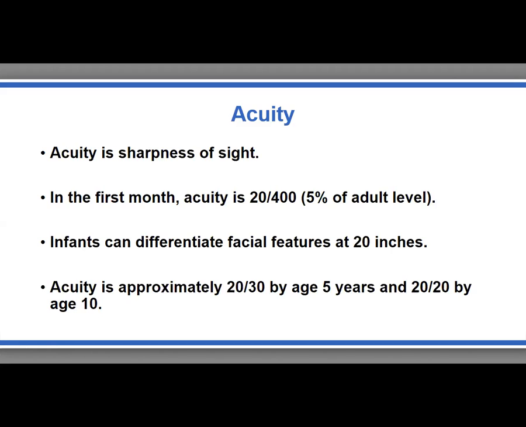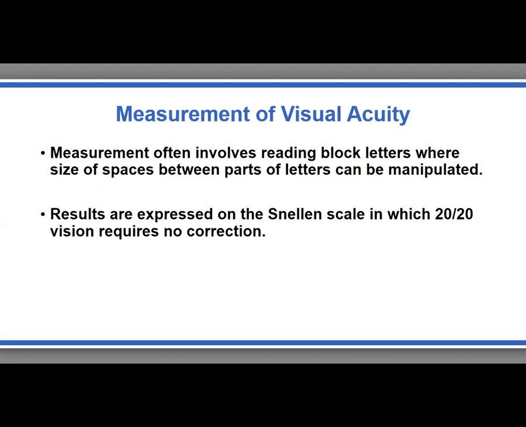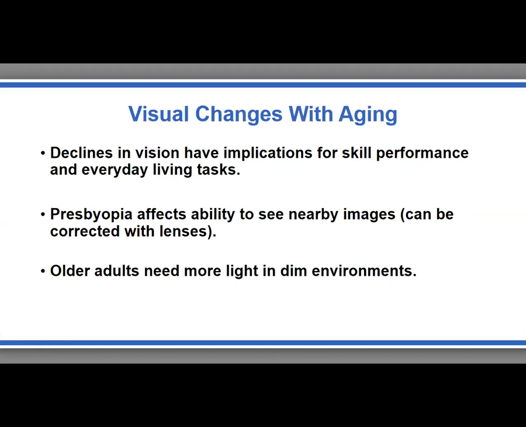Infants can differentiate facial features at 20 inches. Acuity is approximately 20/30 by age 5 years and 20/20 by 10. Measurement of visual acuity also often involves reading block letters, where size and spaces between parts and letters can be manipulated. Results are expressed on the Snellen scale, in which 20/20 vision requires no correction. So when you go to the eye doctor and you see the descending lines of letters as they get smaller and smaller, that's the scale that we use.